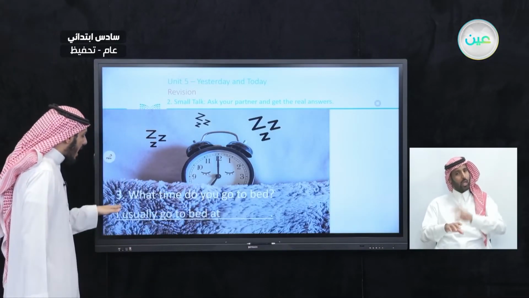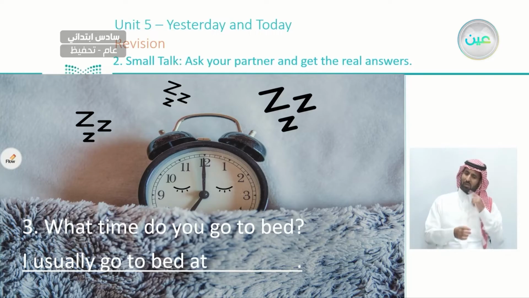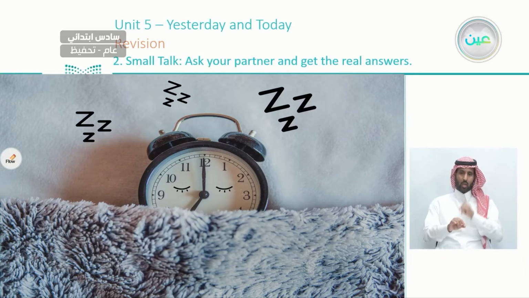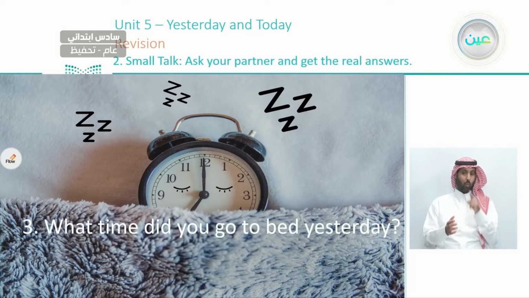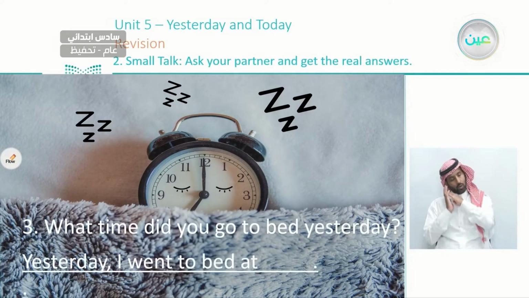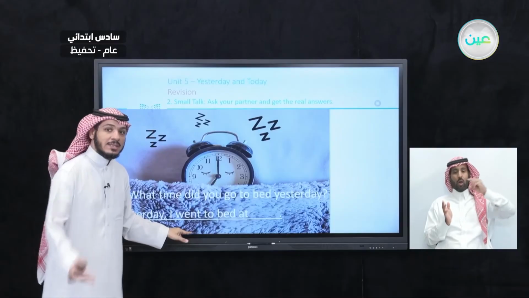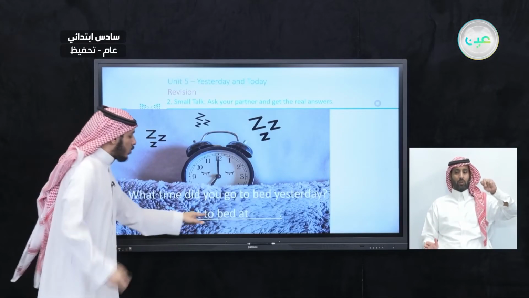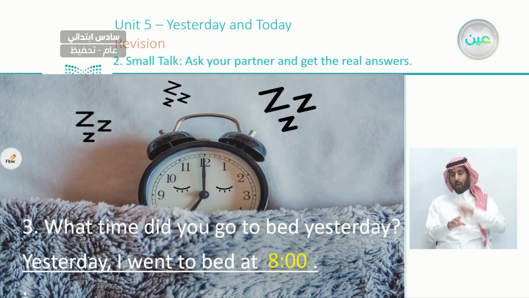Okay, so you will say, I usually go to bed at, for example, 8:30. For example, 9 o'clock. And you can choose any time you want. Okay, last question here. What time did you go to bed yesterday? You will say, yesterday I went, not go, went, ذهب in the past. Okay, so I went to bed at, then you can say 8 o'clock, for example.